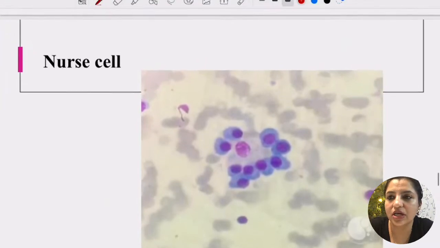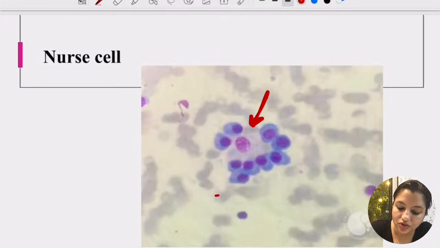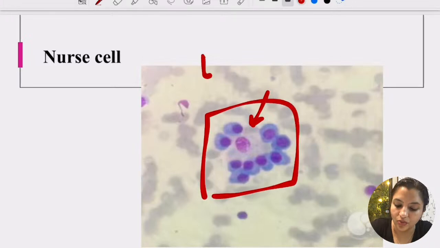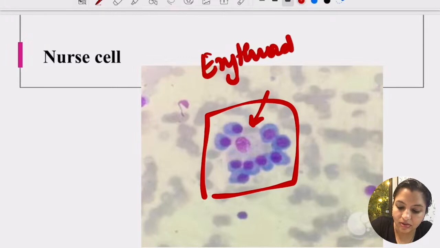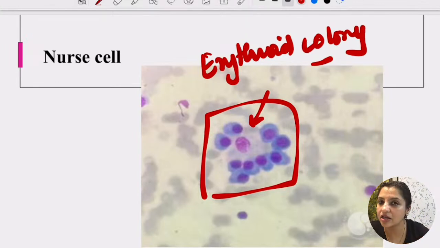Now, sometimes they can ask you a question. This is an image from the ASH image bank. Here they can ask you, where are the erythroid precursors present in the bone marrow? Remember, erythroid precursors are always present around the macrophages, and these macrophages of the bone marrow are called nurse cells, because they are the ones who give iron to the erythroid cells. So this is what is called an erythroid colony. Remember, in the bone marrow, erythroids are always located near the macrophages, whereas megakaryocytes are always located near the sinusoids, because they have to release the platelets into the blood.